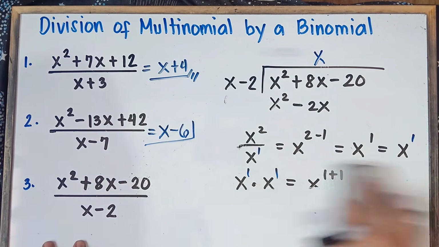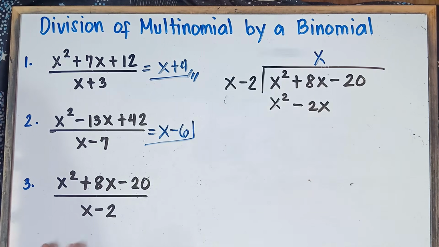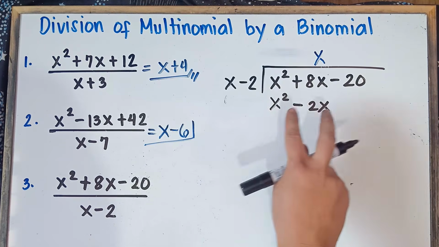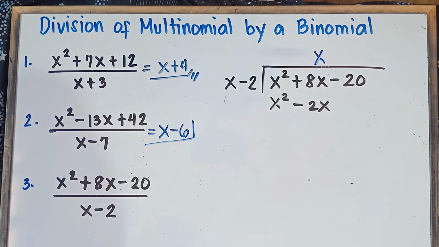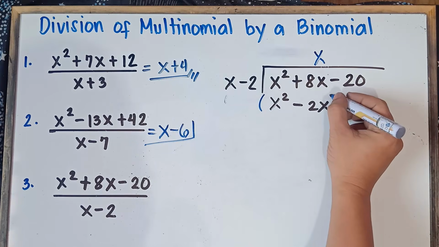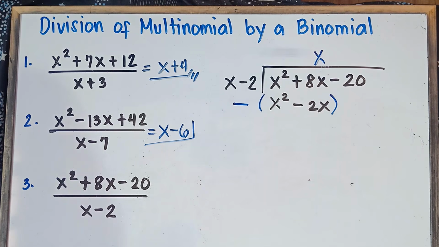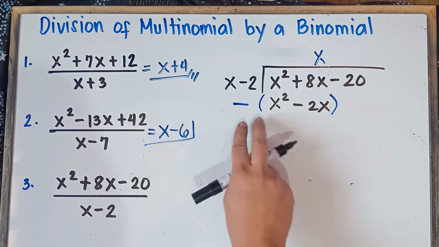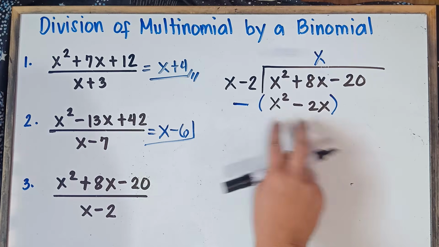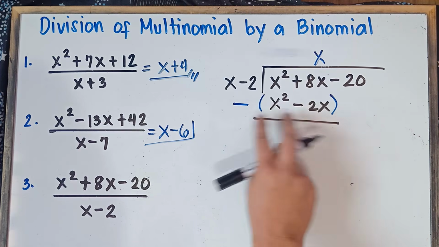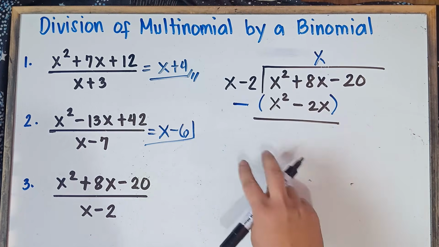Alright, and then we subtract this one. X squared plus 8x minus x squared minus 2x. Now, since this is a binomial, we need to put parentheses, and then the minus sign. Now, once again, the rule in subtracting polynomials: you change the sign of the subtrahend, then you proceed to addition.